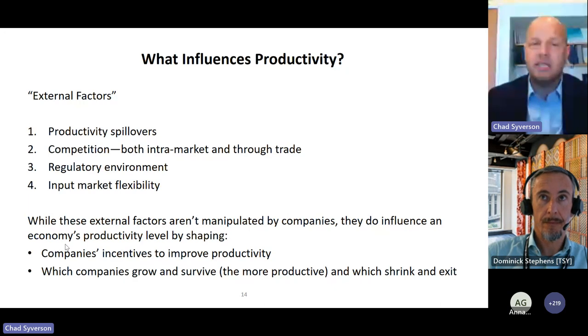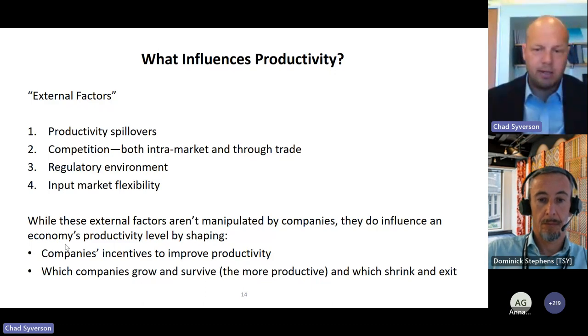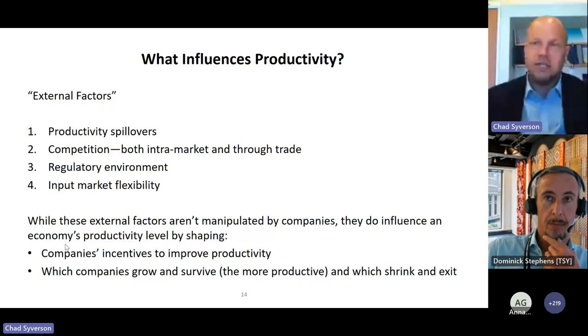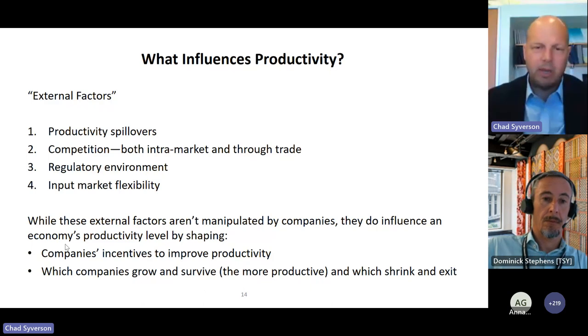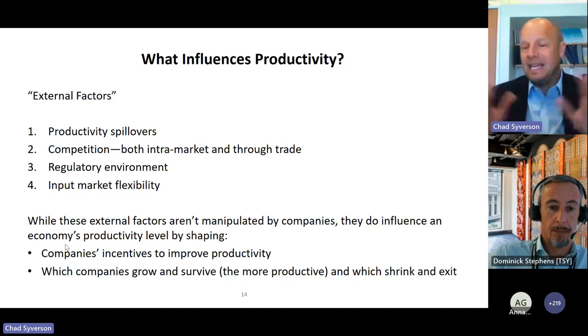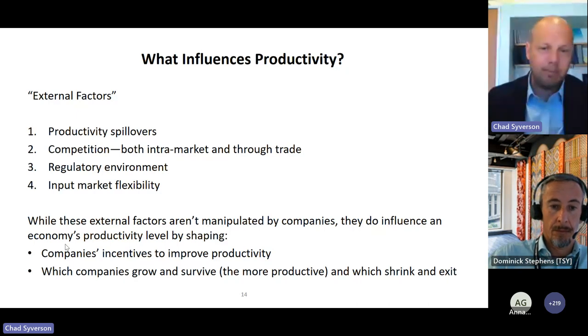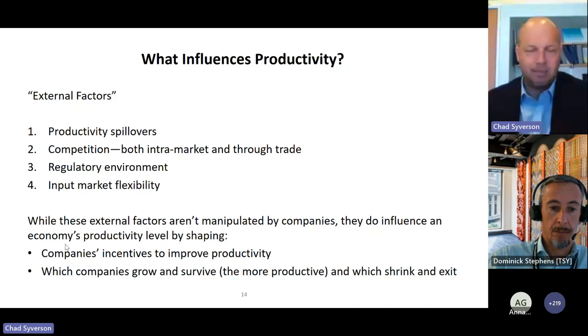But also these things affect which companies grow and survive. So if a company doesn't respond to a new competitor and is less efficient, in the long run it will shrink. We know that from research, and it's also more likely to go out of business. And if it does, that's not great for the company. But if you think about what's happened to average productivity in that market, it's gone up because that formerly inefficient company's activity has been replaced by a more efficient competitor.